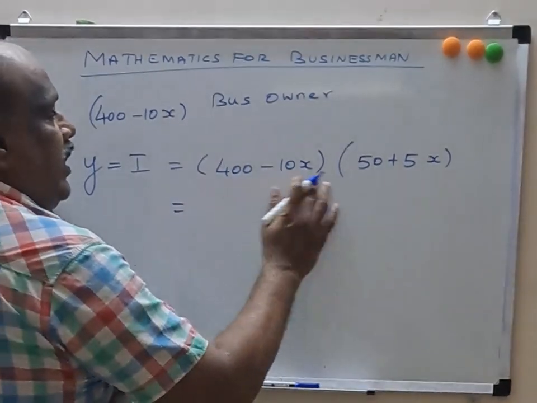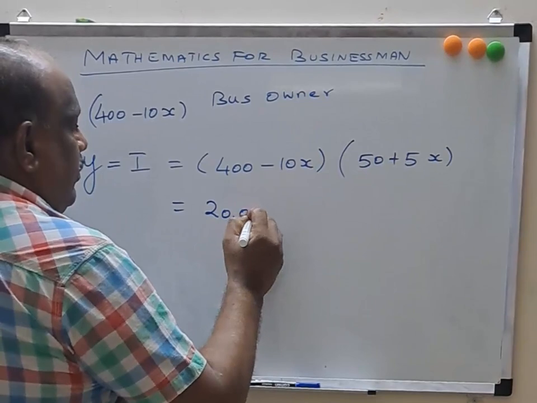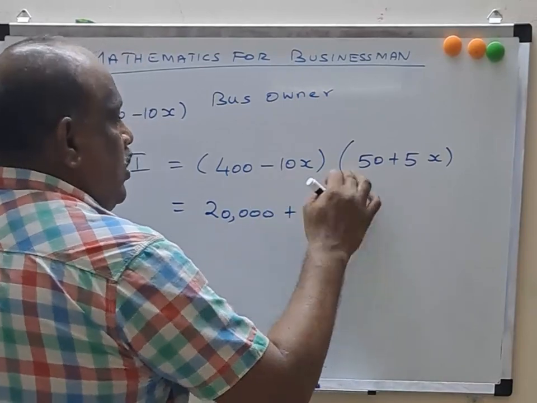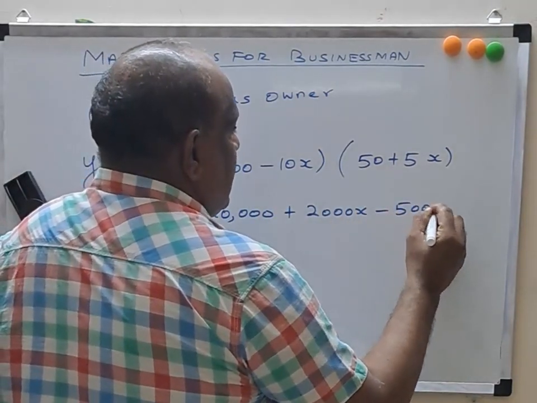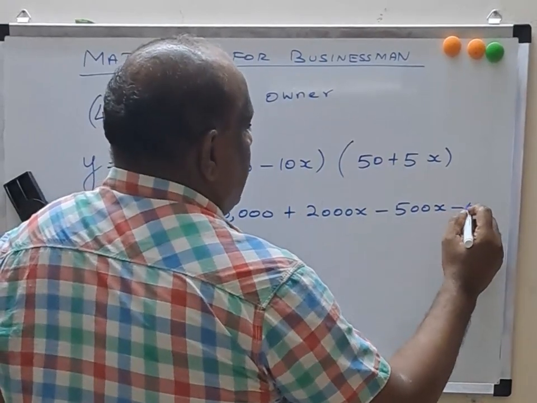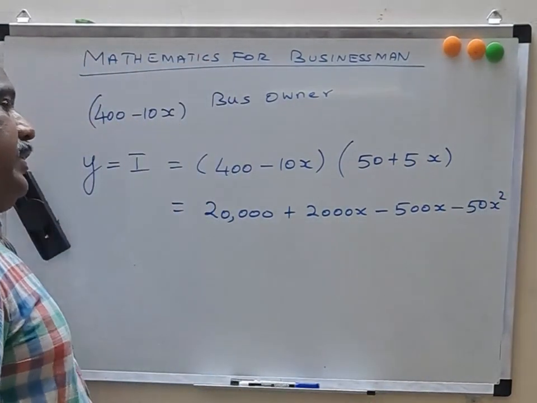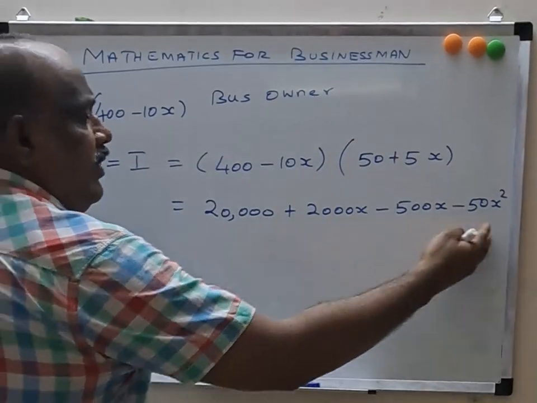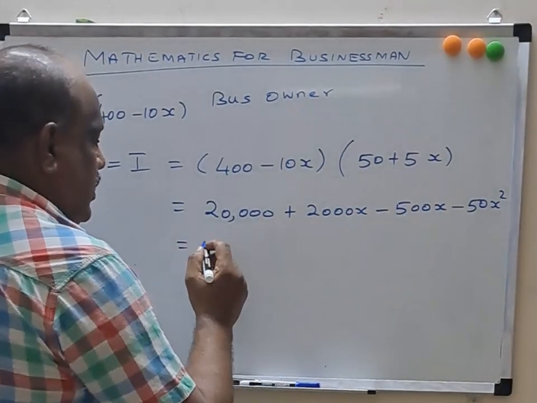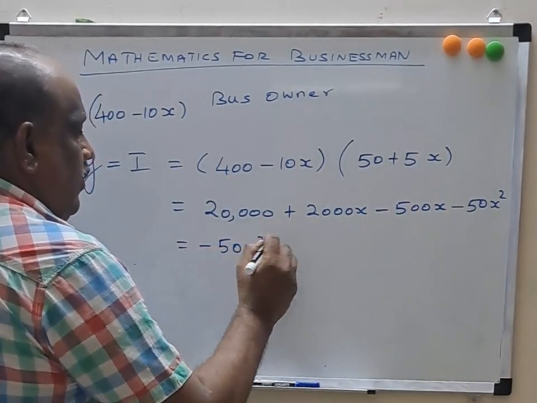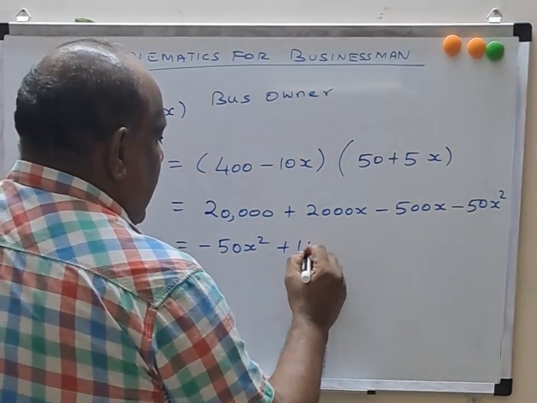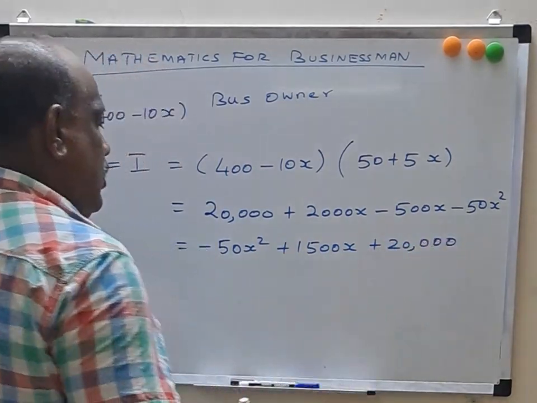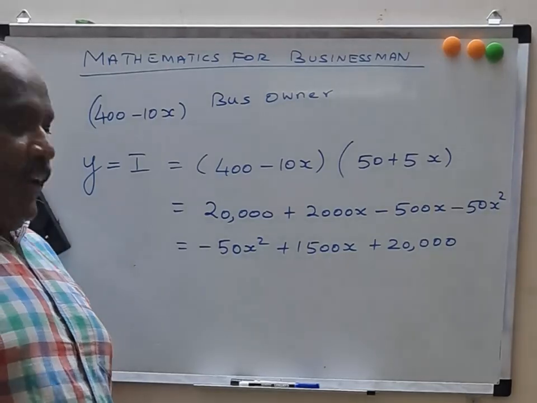Okay, so 400 into 50 will be 20,000. 400 into 5x will become 2000x. This will be minus 500x. Then it will become minus 50x squared. So I can simplify further. I multiplied each and every term, so we will end up with 4 terms. I will write the x squared term first: minus 50x squared, plus 1500x, plus 20,000.